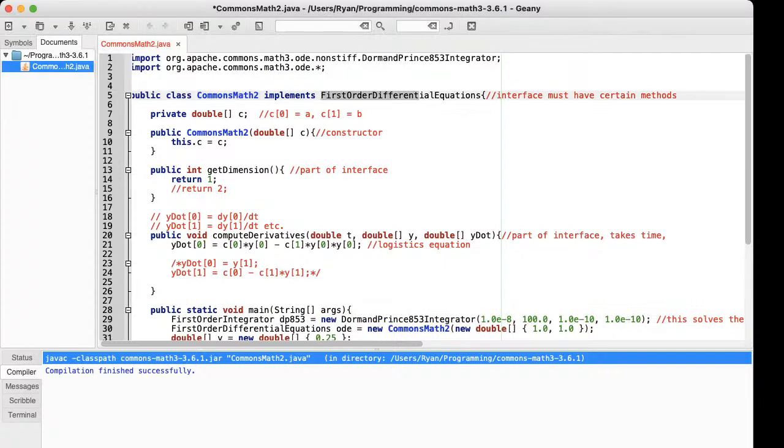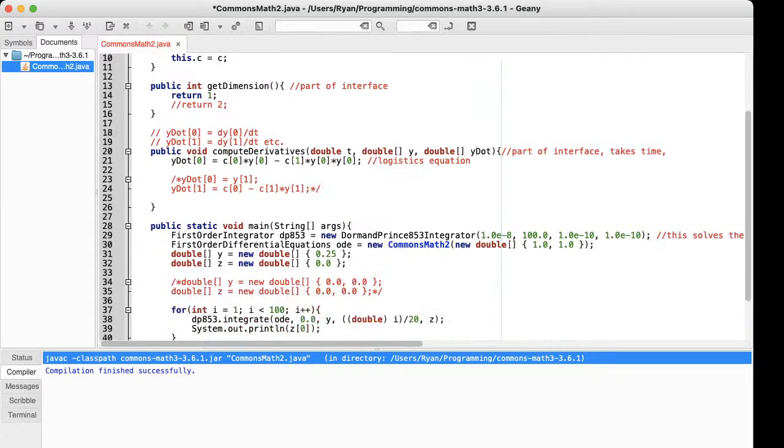Okay, and then I create a differential equation object, which is the Commons Math class itself, first order differential equation. All right. And so it says first order differential equation ODE equals a new Commons Math of a new double. And so remember, these are the coefficients of that. So we're going to have A equals 1. Actually, let's have A equals 5 and B equals 2. How about that? So this is A.